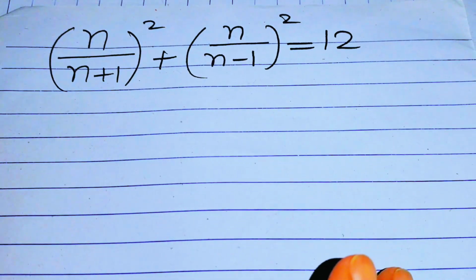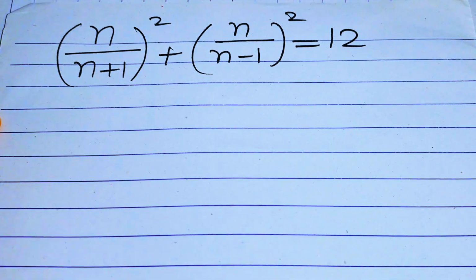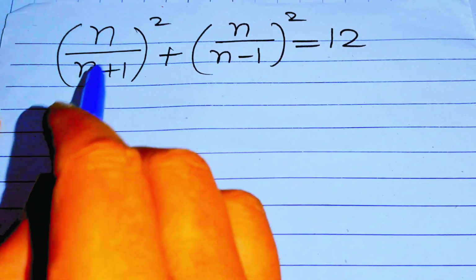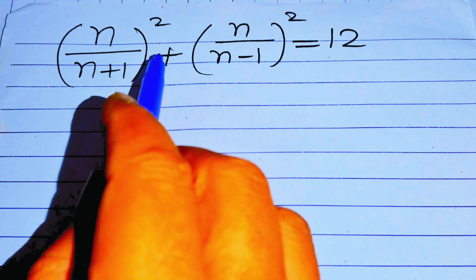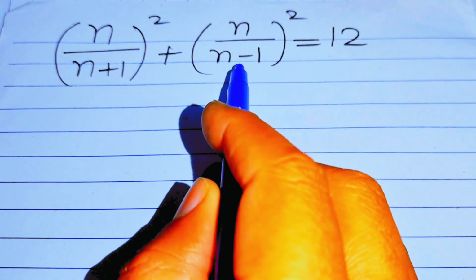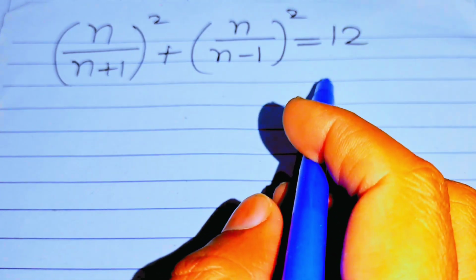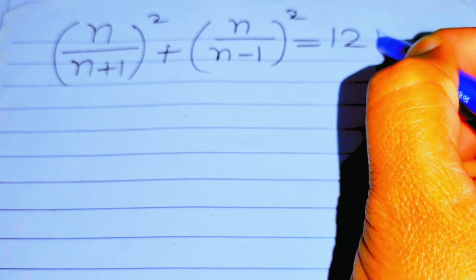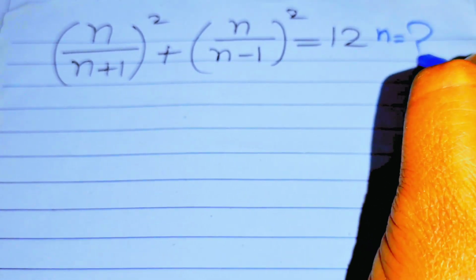In this video we are going to solve this nice math algebra problem, and here we have (n over n plus 1) whole square plus (n over n minus 1) whole square equals 12, and we solve this problem for the values of n.